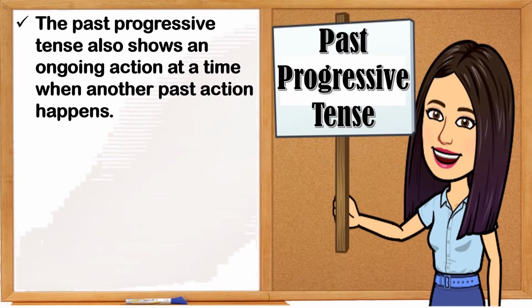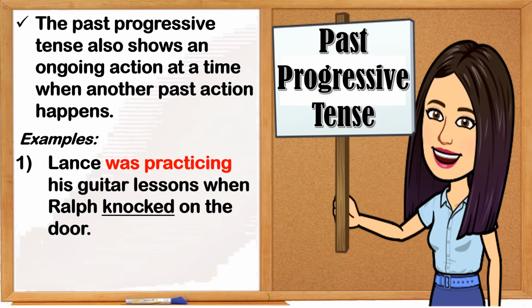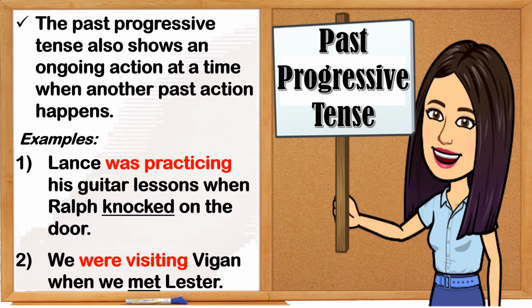The past progressive tense also shows an ongoing action at a time when another past action happens. Examples: Lance was practicing his guitar lessons when Ralph knocked on the door. We were visiting Vigan when we met Lester. Notice that was practicing and were visiting are in the past progressive, while knocked and met are in the simple past tense.